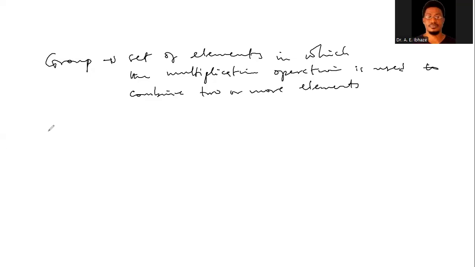Okay? So since multiplication operation is performed, now there are certain key properties we must bear in mind. Okay, this will help us establish the properties for a field. Okay, so it means that this group is closed under the multiplication operation.